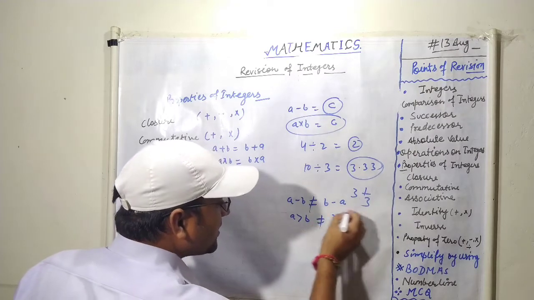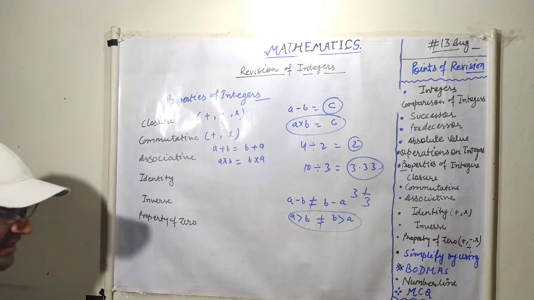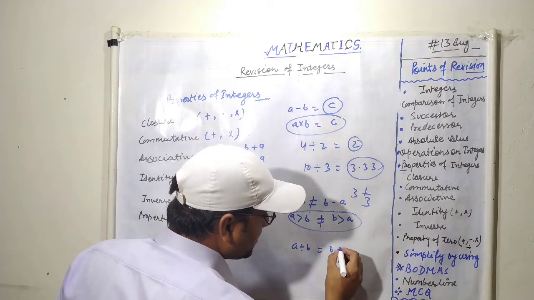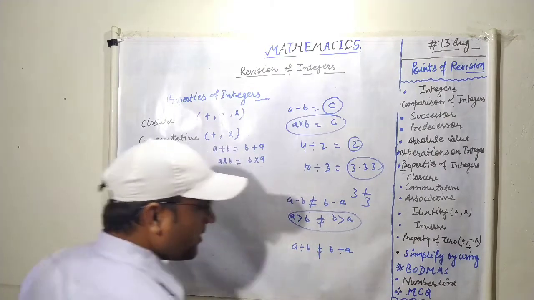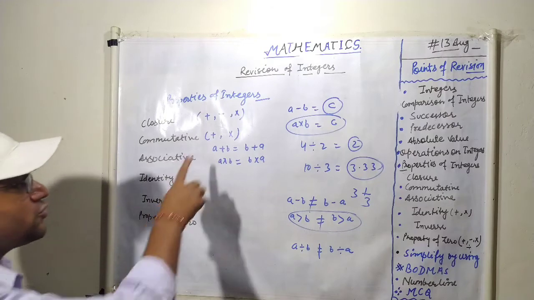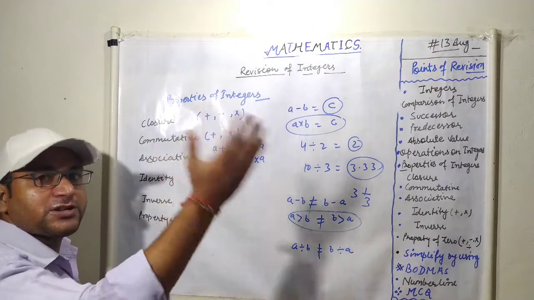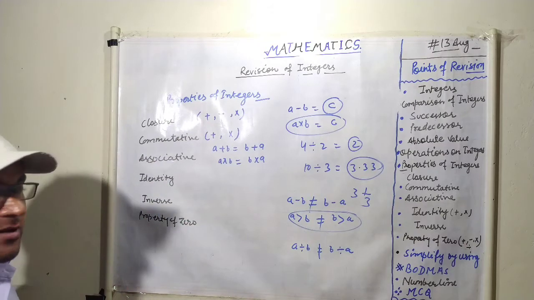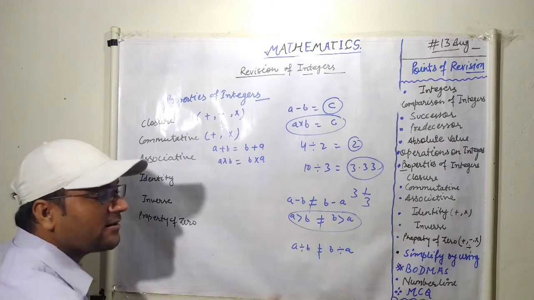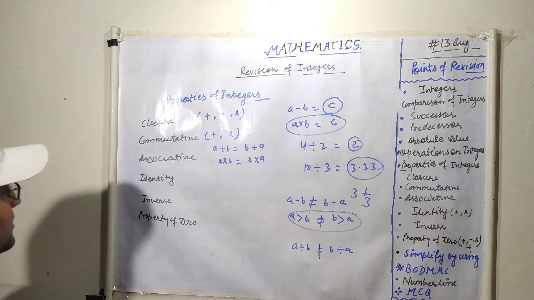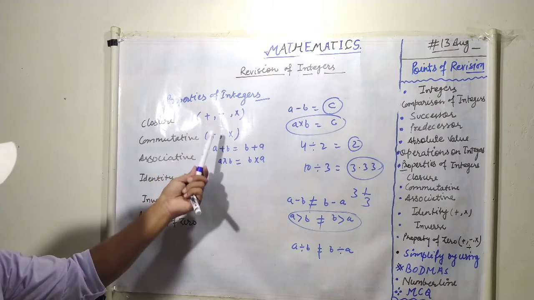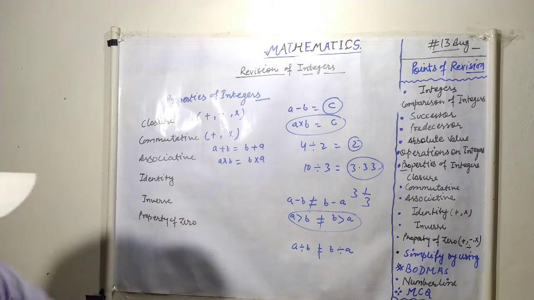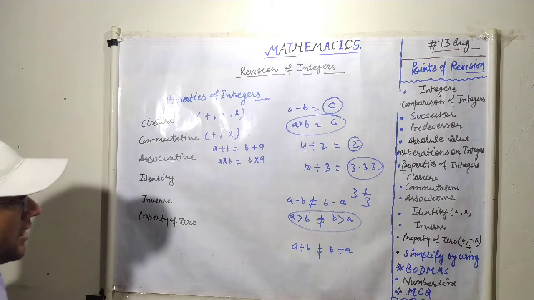How is that possible? It is not true. And it is the same case for division: a divided by b is not equal to b divided by a. So 2 plus 3 is equal to 5, or 3 plus 2 is equal to 5, or 2 into 3 is 6, or 3 into 2 is 6, but it does not hold for subtraction and division. So the commutative property will not hold for subtraction and division.